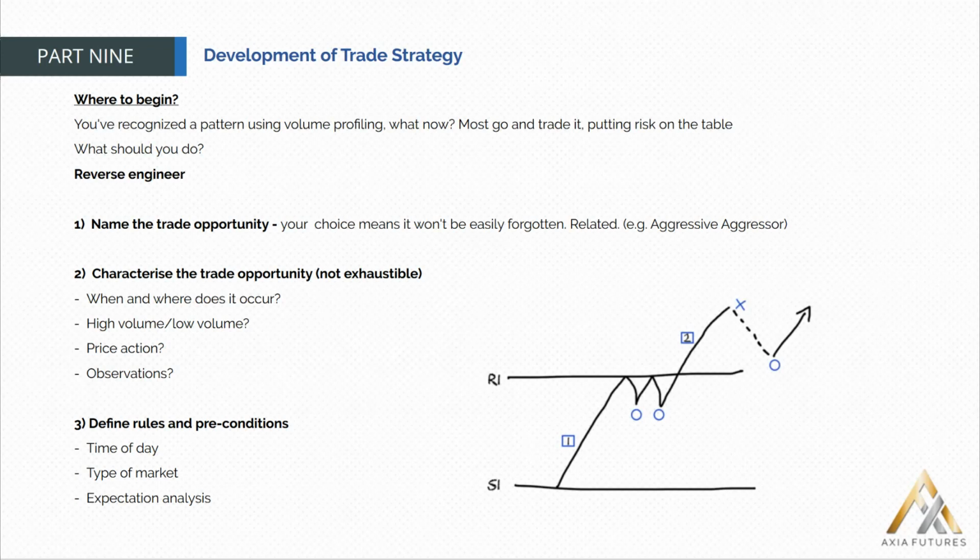Now, first and foremost, this is the step-by-step process to developing your trade strategy. Again, this is not an exhaustive list. This is merely the list that I utilize every single time I develop a new strategy. So number 1, name the opportunity. Call it whatever you want, but make it related to the trade setup. Now, an example was a trade strategy I used back in my early trading days called the aggressive aggressor.